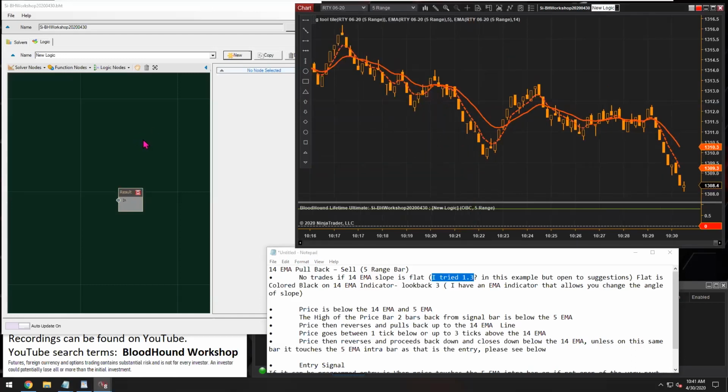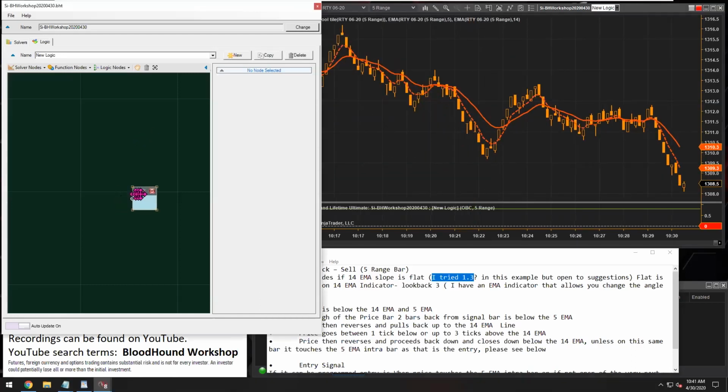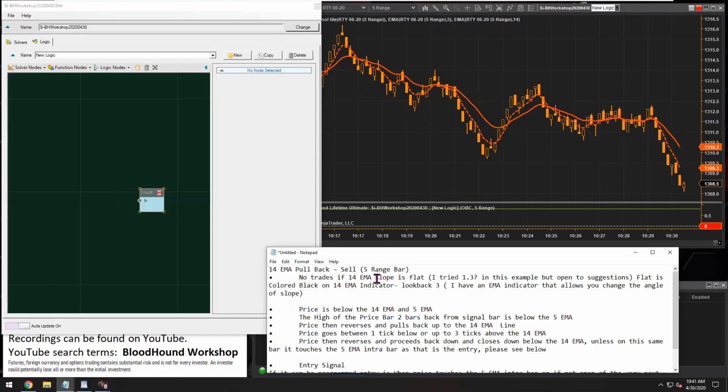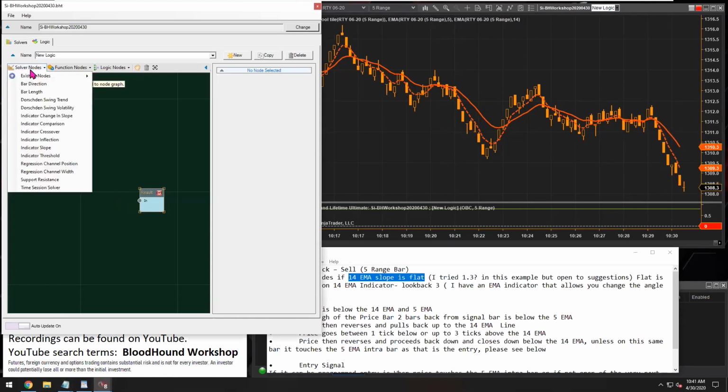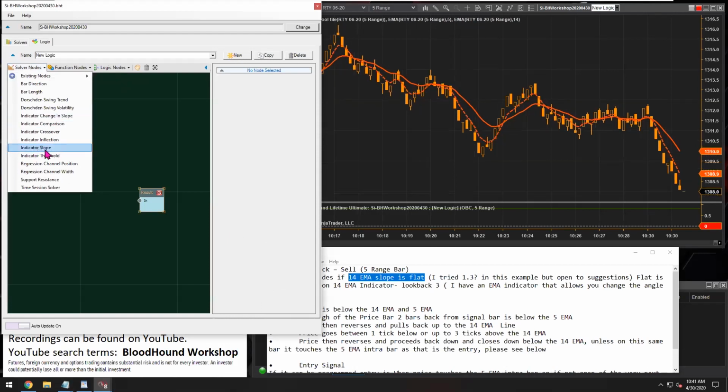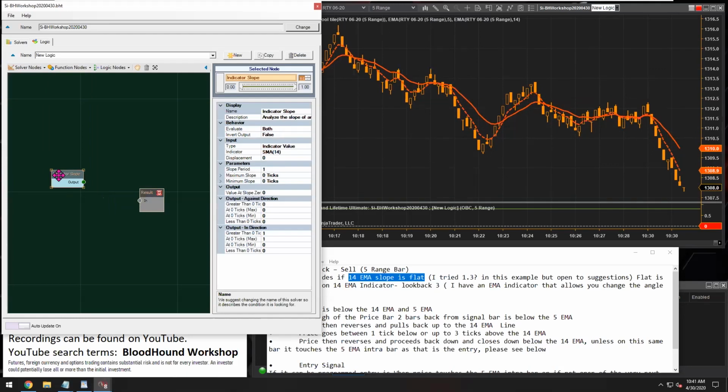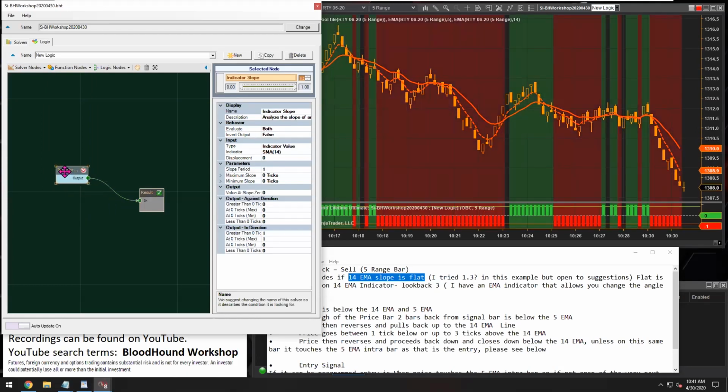So let's see here. All right, yeah. So the first thing is, we'll identify when this 14 EMA is flat. So let's go to our solver nodes, and we're going to need a slope solver right there. Let's connect that in. And let's give this a name.